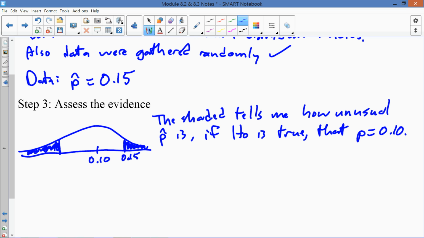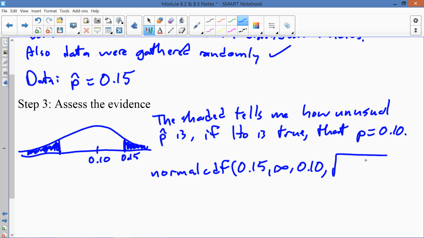Okay, so how do I find that shaded area? Well, finding the area under a normal curve is a normal CDF. For that right tail, the lower bound is 0.15. The upper bound is infinity. The mean is 0.10. And the standard error, we use that formula. This would actually be the same standard error from the test, which I'll be emailing you shortly. But there's the standard error formula: the square root of P times 1 minus P all over N. Okay, so let's bring up the calculator.